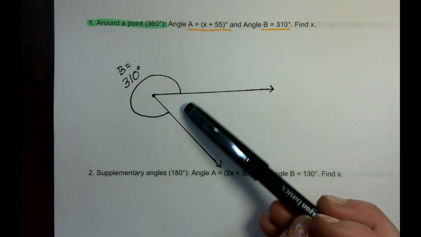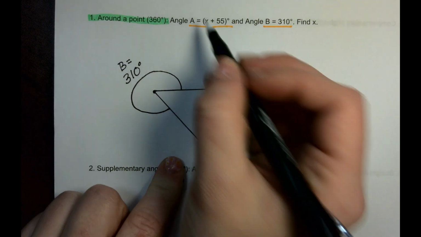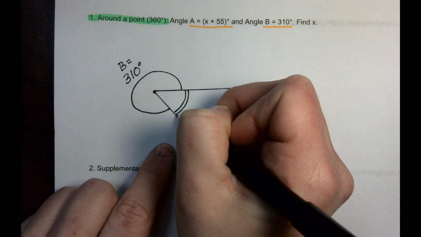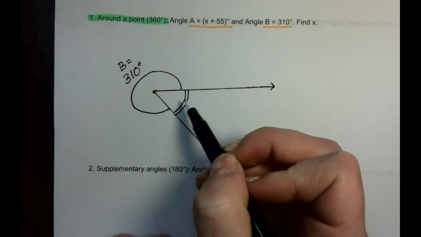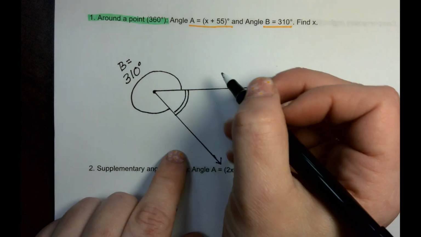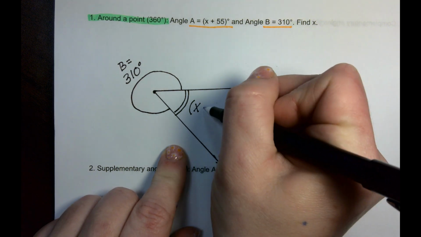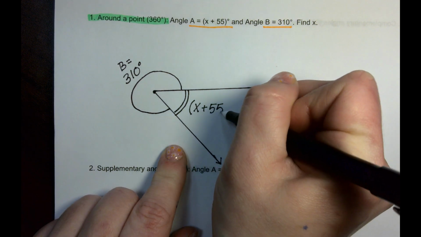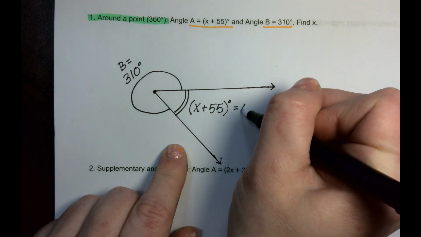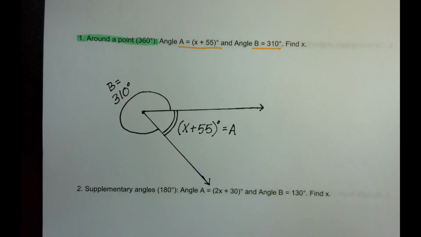So what is this leftover angle? X plus 55, or angle A. I'm going to put 2 arcs just to show that these have different measures. Not that you can't tell by looking at it, but I'm going to put 2 arcs, and then label it with X plus 55 degrees, or A.